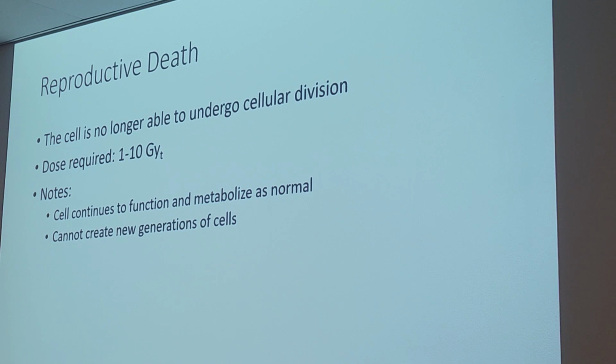Reproductive death. To cause reproductive death, we only need a dose of between 1 to 10 grays, depending on the type of cell. So the cell can continue to do its function, it's still alive, it's still doing its job, it just can't create new cells. It's like a sterile cell in a way. It can't create more baby cells. So keep in mind, once again, this is specifically on the cellular level. Nothing about the entire organism, it's just the single cell itself.